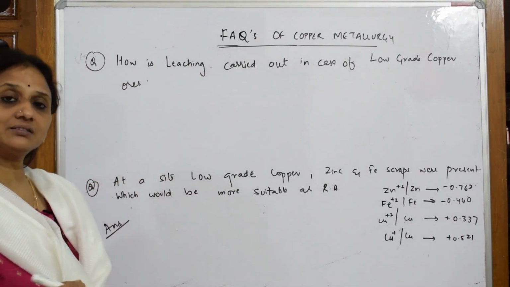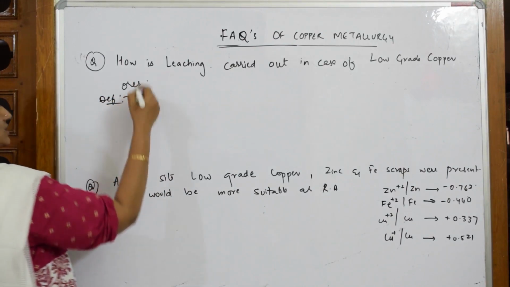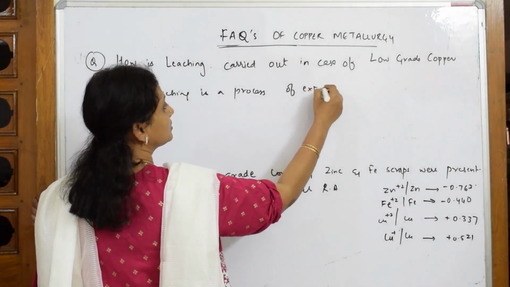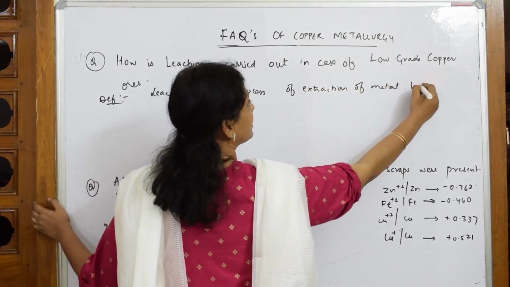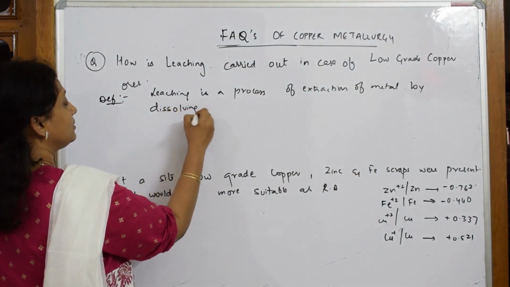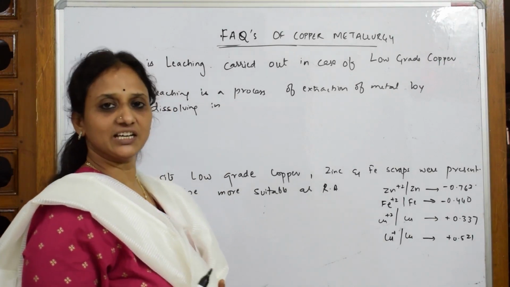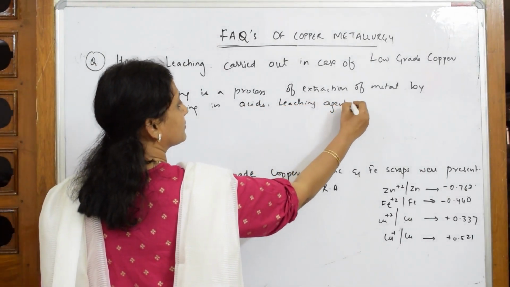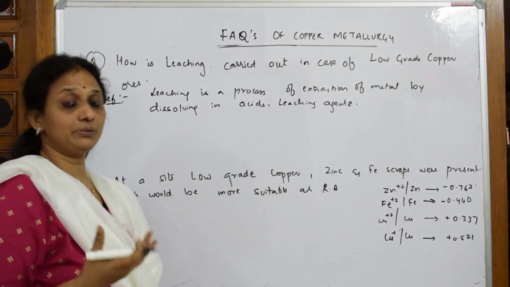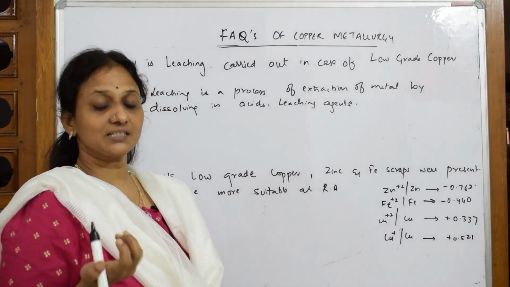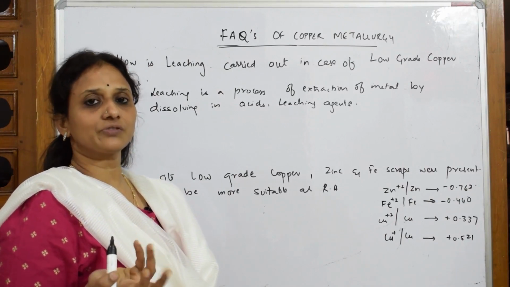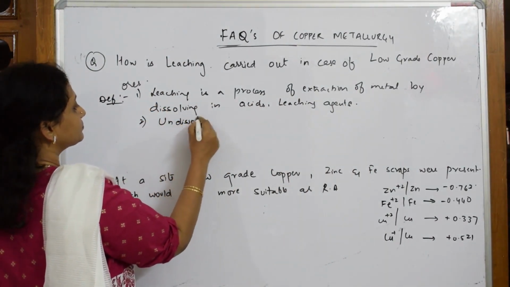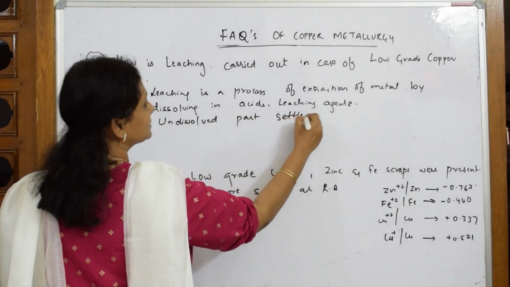Now, when they ask this question, first try to write the definition of leaching. Leaching is a process of extraction of a metal by dissolving it. For every metal there is a specific leaching agent, dissolving in acids or in leaching agents. Now, after leaching, what will happen to the impurities? The impurities settle in the form of sludge. That is the undissolved part of the impurities of that particular metal. So you can write this as one, and this as two: undissolved part settles as sludge.